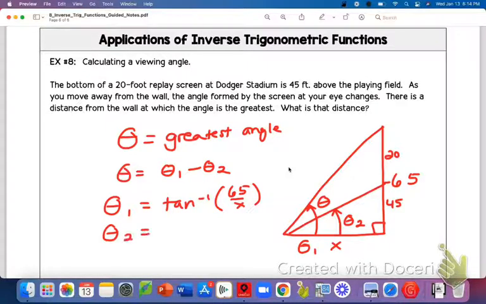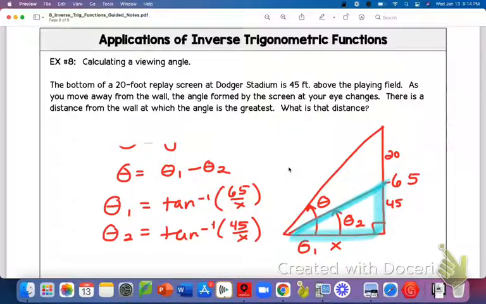Theta 2, right, is this little tiny triangle right here. Okay, that opposite is 45 over x, so tan inverse of 45 over x. Okay, so why do I care about that theta 2? Well, that's taking away that original angle where I won't be able to see the screen, right? That gets me really close to the wall. Okay, so now I have to erase this, give myself some space.